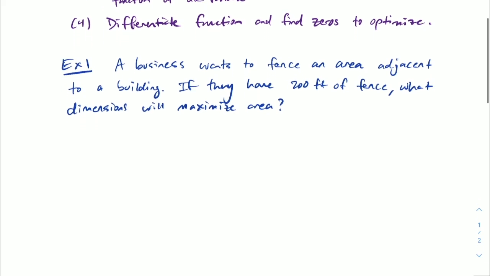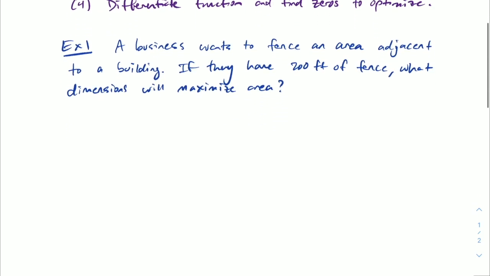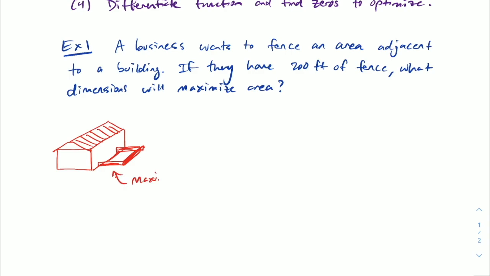Okay, so let's define some variables. Let me draw a building. Here's a 3D picture of a building, and we have a fence adjacent to the building, something like this. We want to maximize the area enclosed. So first we'll introduce some variables. We'll call this dimension, the distance out from the building, x, and we'll call the length of the fence parallel to the building, y. So our area, we'll call A, is going to be x times y.